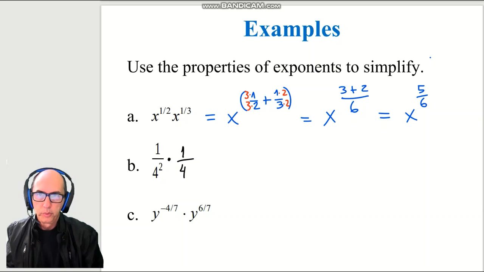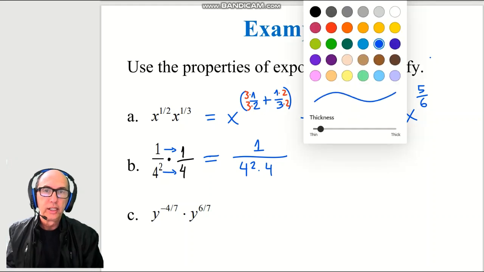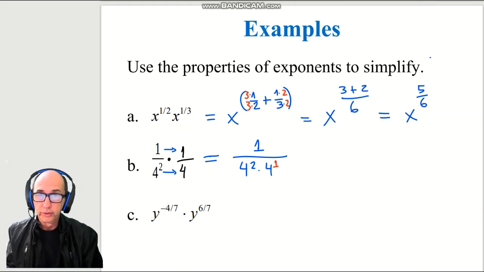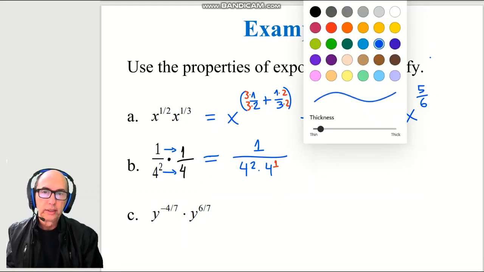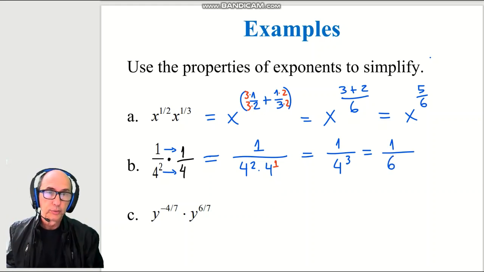Next example, 1 over 4 squared times 1 over 4. This is kind of the same thing as the first one, but now we multiply fractions: we multiply the numerators, multiply the denominators. 1 times 1 is 1. 4 squared times 4. Remember that there is an invisible power, 4 to the power of 1. Add the powers, and we get 1 over 4 cubed. And this is 1 over 4 times 4, 16 times 4, 64.